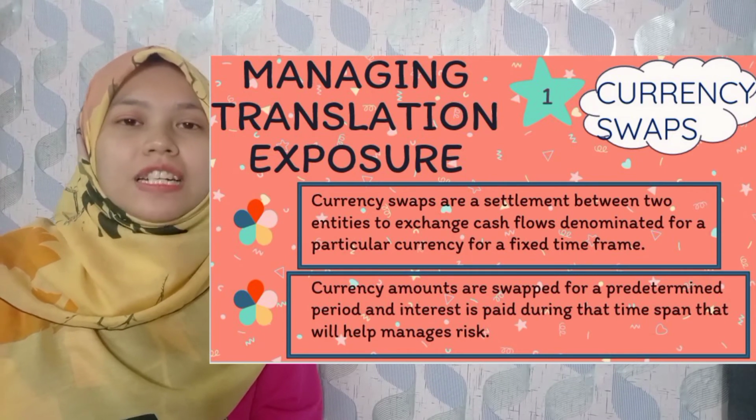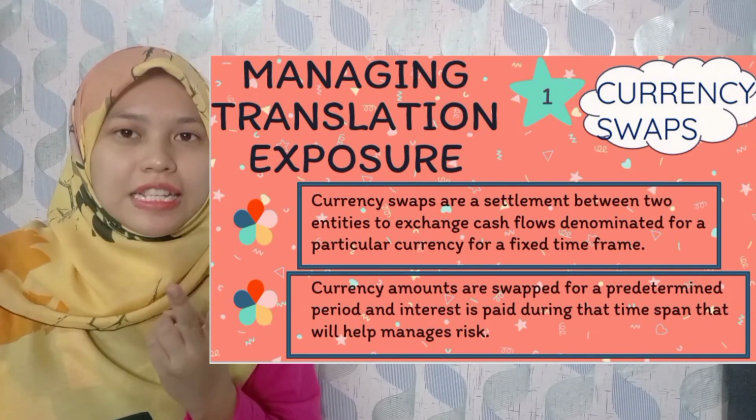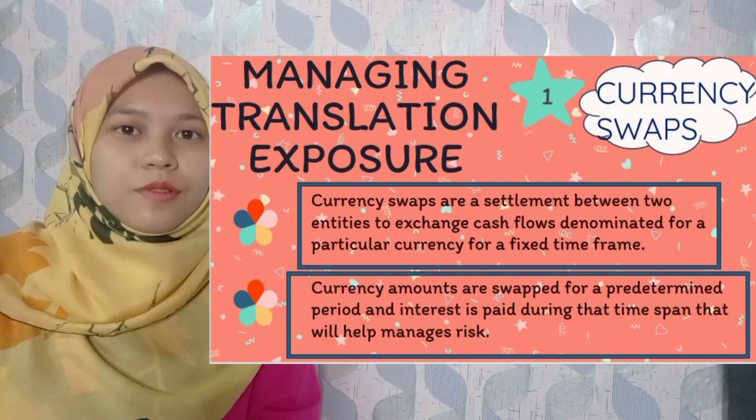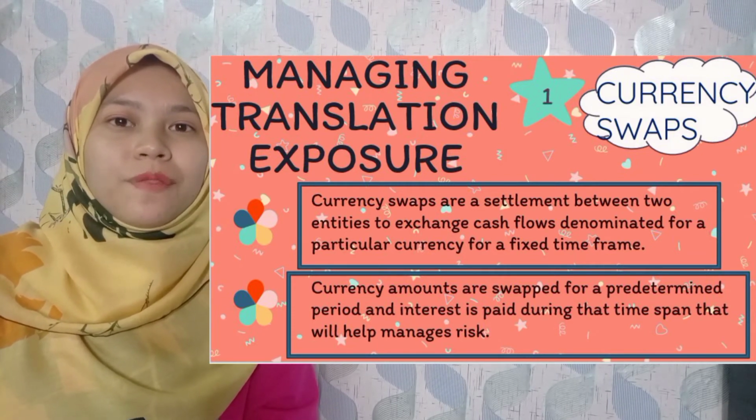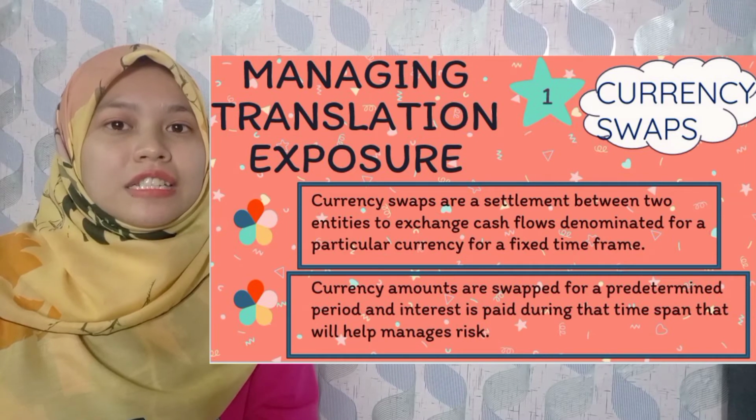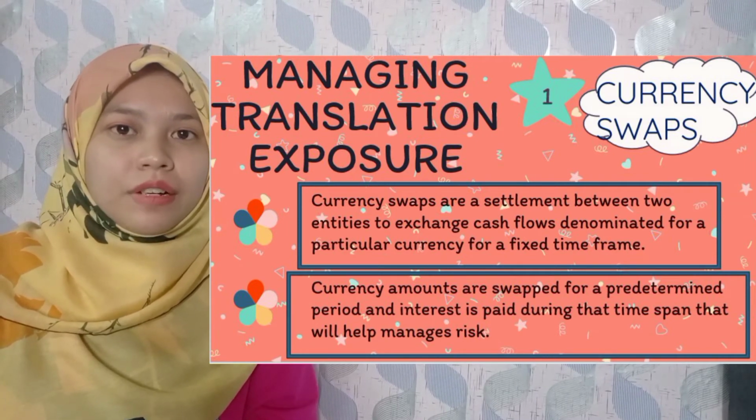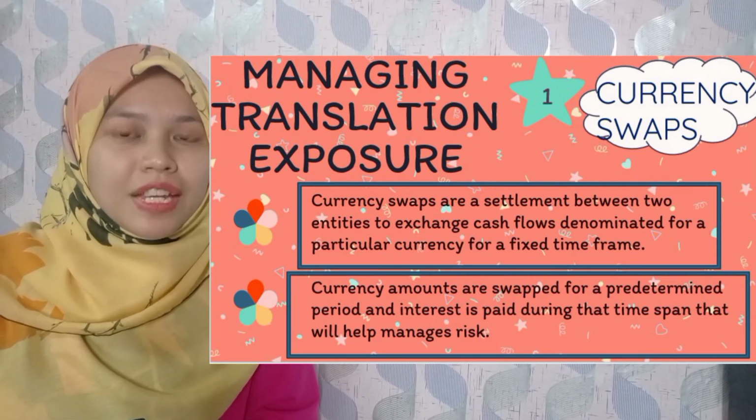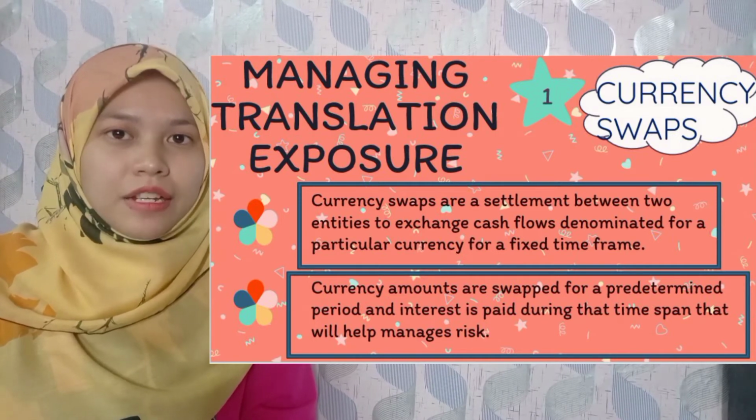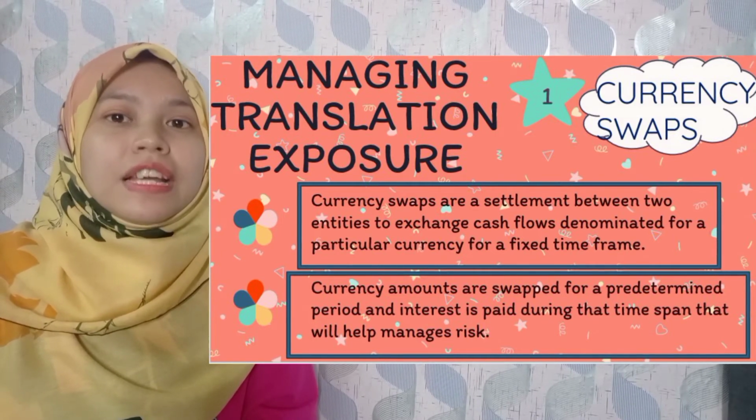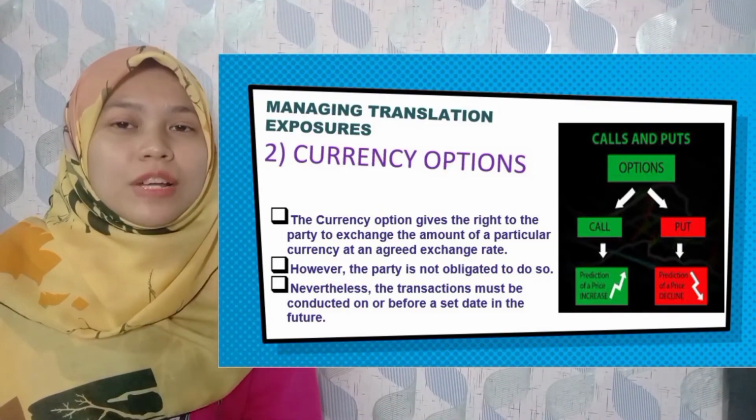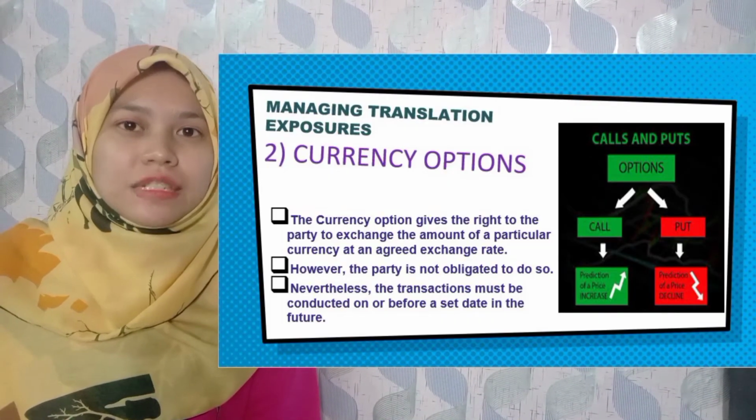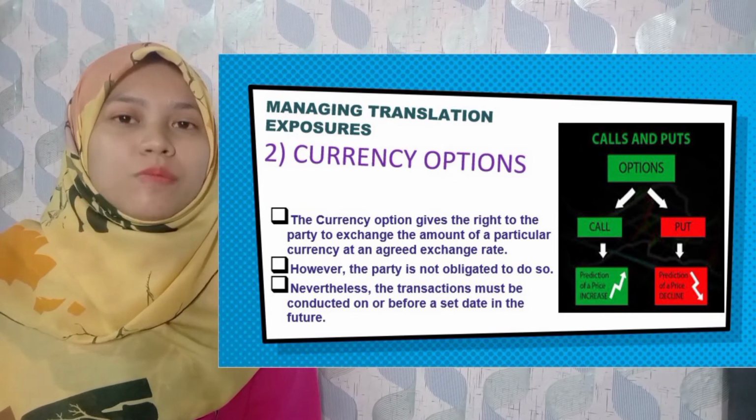Currency swaps are an agreement between two entities to exchange cash flow denominated in a particular currency for a fixed time frame, and the currency amount is swapped for a predetermined period, and interest is paid during that time span, which will help manage risks. The second way to manage translation exposure is the currency option.